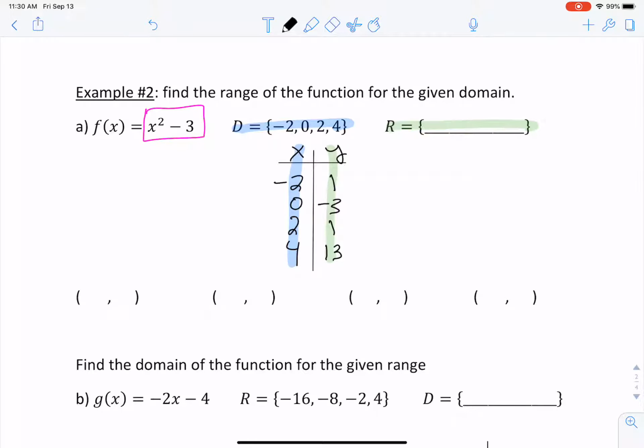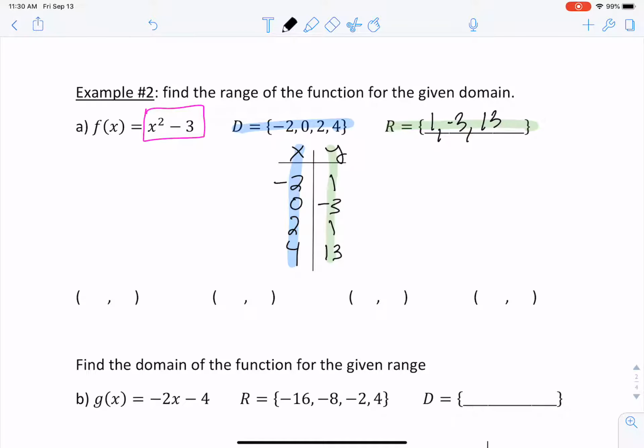So these values in green that we found from our table, we'll put in our set for the range: 1, -3, and 13. And remember, we don't write the numbers that we repeat when we write our domain and range. So I only put the 1 one time.